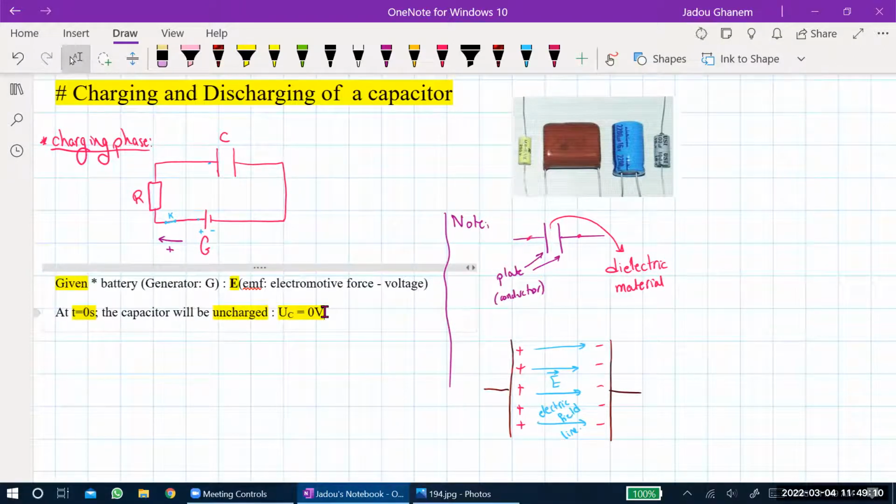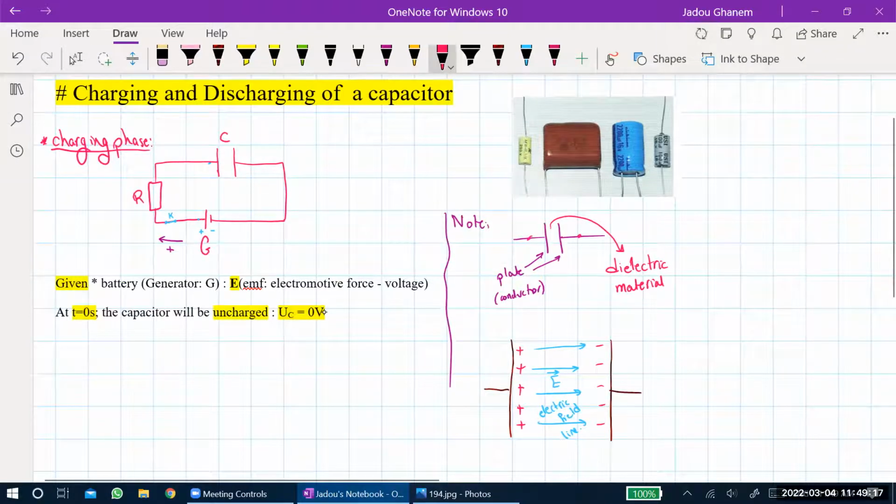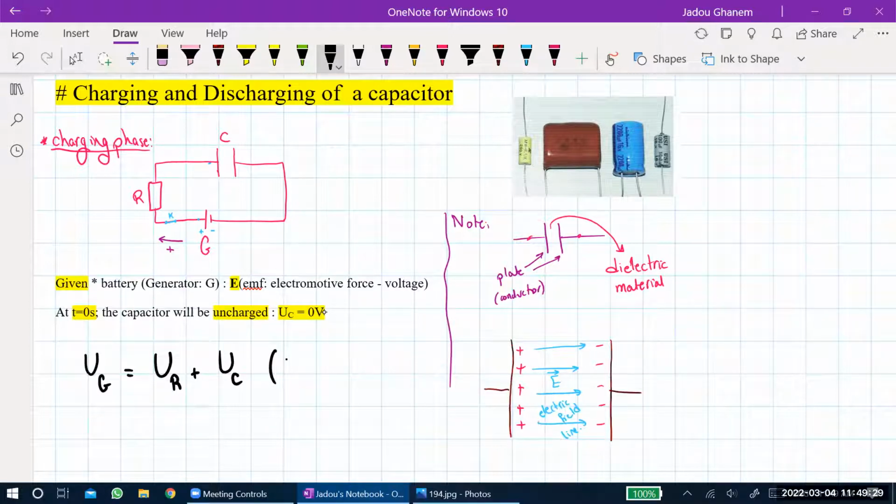Okay, later on with time, if I want to apply here the law of addition of voltages, we can write like this. We can say U of the generator equals U of the resistor plus U of the capacitor. This is the law of addition of voltages, law of addition in a series circuit.